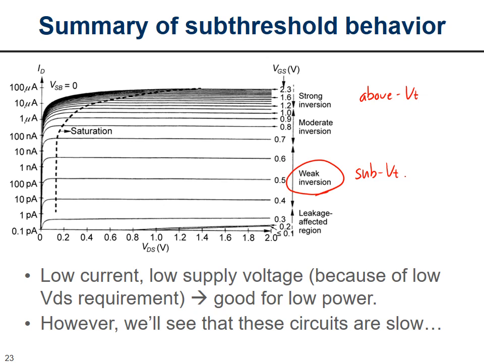Okay. So as I said, this is an important power benefit of subthreshold operation, but of course there's always a trade-off. There's no free lunch. It does come with some particularly speed trade-offs.